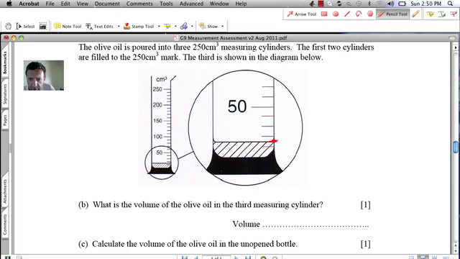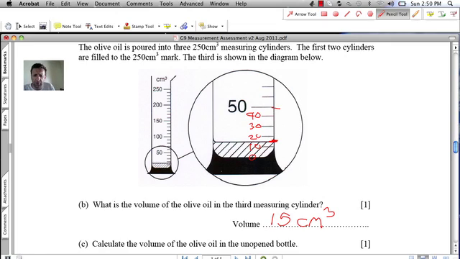Well, if this is 50, these are divisions of 1, 2, 3, 4. This must be 40, 30, 20, 10, and that would be 0. So it's halfway between, roughly. I can't be more precise than that. It's approximately halfway between 10 and 20. So halfway between 10 and 20 is 15 cm³.